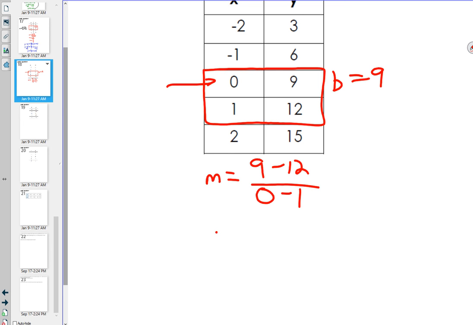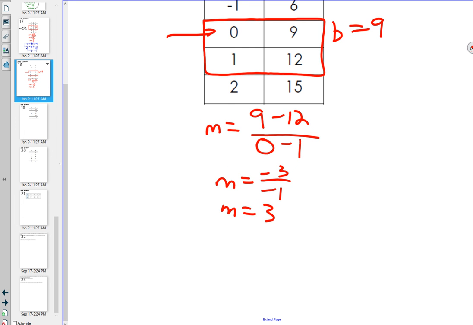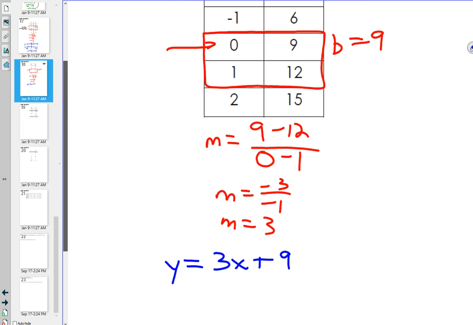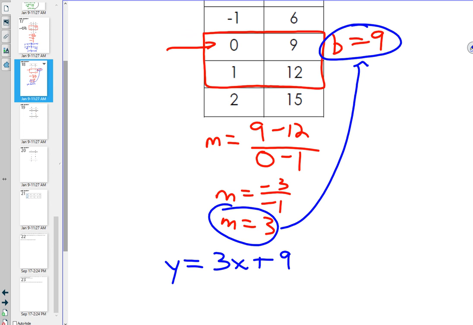Change the sign of the second. So negative 3 over negative 1 is positive 3. I now have the slope. In this case, I already knew the y-intercept because I was sneaky. So I know y is going to be equal to 3x plus 9. There is no need to take the detour through point slope because I just found the m and I already knew the b. So I just substituted into y is equal to mx plus b.